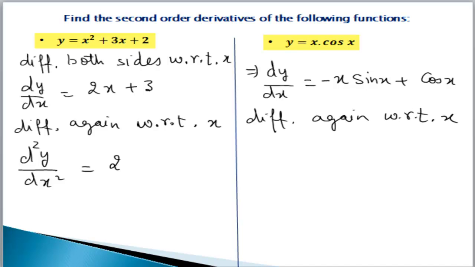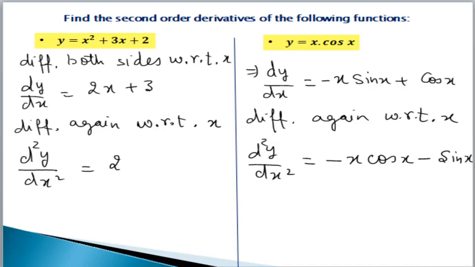we get d square y over dx square is equal to, here while differentiating this part, we need to apply product rule again. So minus, I am keeping x as it is and differentiating sin x. Derivative of sin x is cos x. Then minus, keeping sin x as it is, derivative of x will be 1. This minus sign is because of the term which was negative here. So keeping sin x as it is and differentiating x, whose derivative happens to be 1.